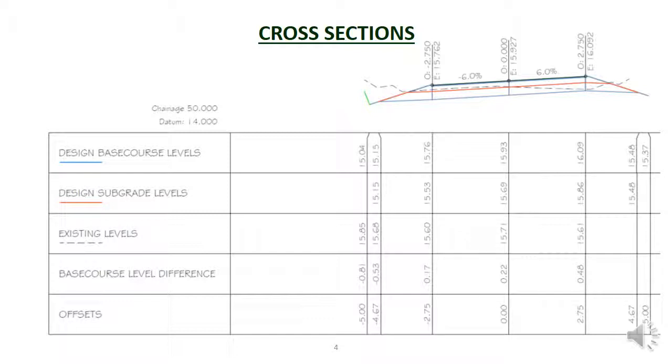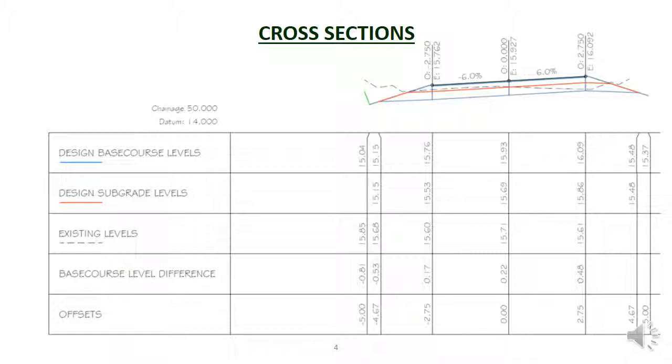You will note that the difference between the design base course and design subgrade levels are all about the same, as the depth of the subbase and the base course levels are the same across the whole width of the road, and indeed along the road as well.